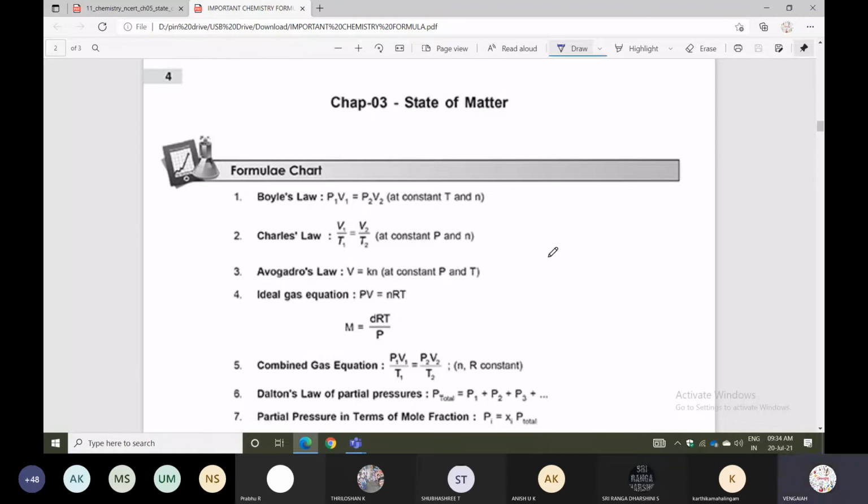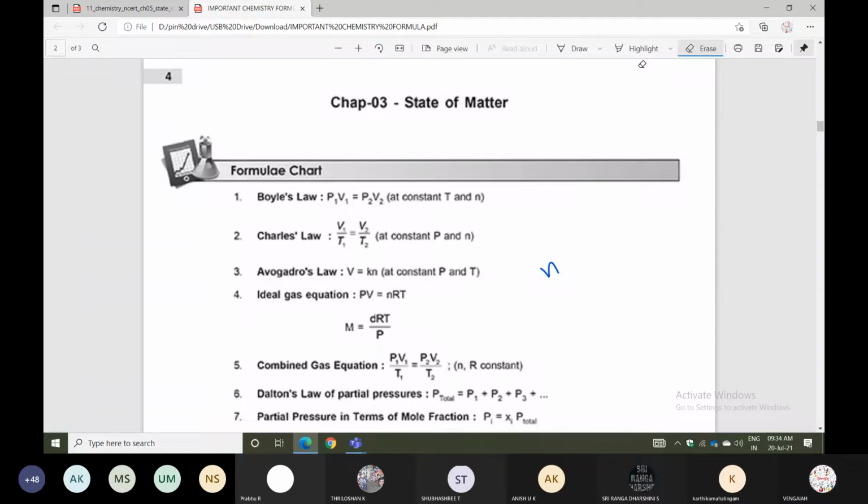So small n equal to weight by gram molecular weight. N equal to W by M, you can write down. N is nothing but given weight by gram molecular weight. Now you can write down M equal to dRT by P.